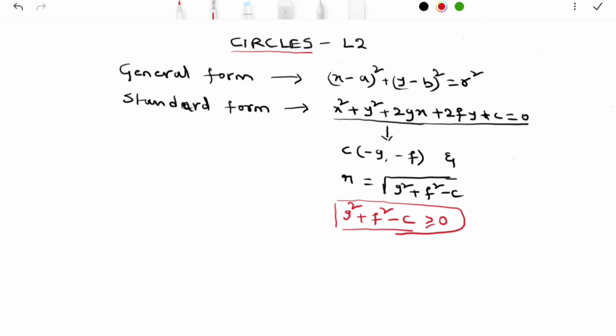Now, in the above first equation, (x minus a) whole square plus (y minus b) whole square is equal to r square, the center is (a, b) and the radius is r. In this second one, the center is (minus g, minus f), and the radius will be equal to the root of g square plus f square minus c.